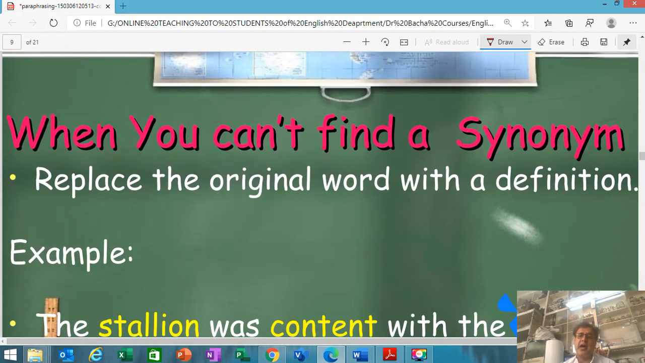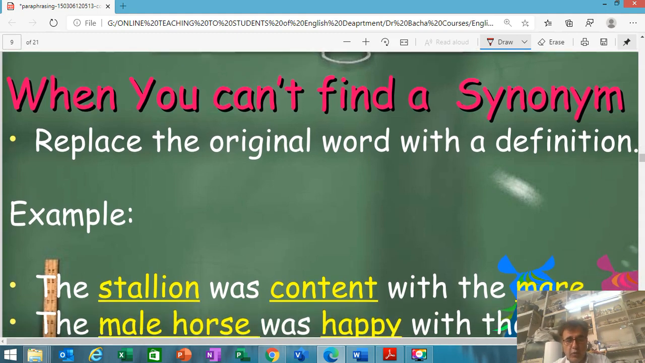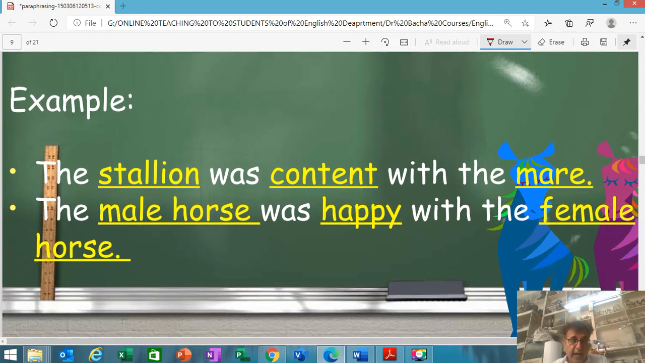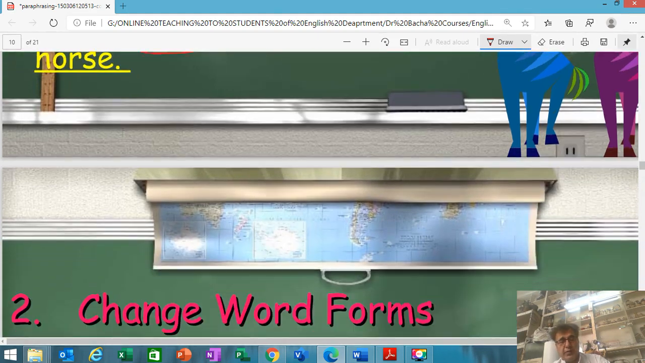Now, when you cannot find a synonym, meaning no similar word is available, then you have to replace the original word with the definition. You have to define it. For example, the stallion was content with the mare. If you do not have any synonym for the stallion, or the mare, or even the word content, then you should define. What does stallion mean? Stallion means male horse. So you can say that the male horse was happy with the female horse. Now you have defined it, so you made it clearer. Stallion and mare seem to be technically a little different words. In their place, if you use the words male horse or female horse, even a little educated person will understand it.